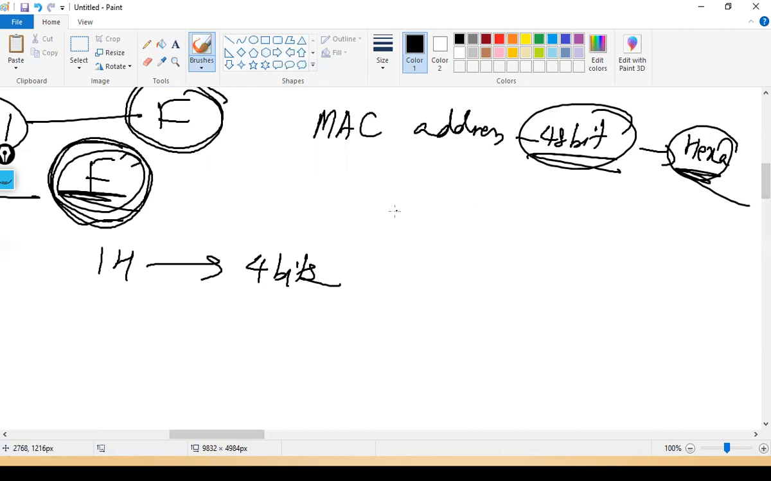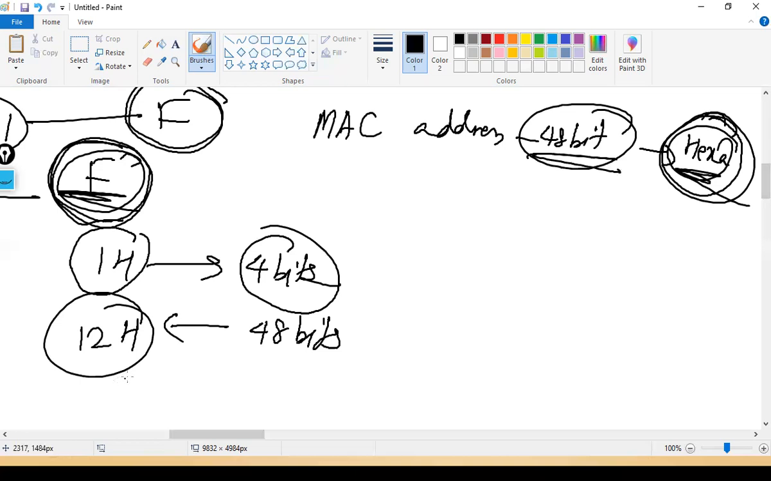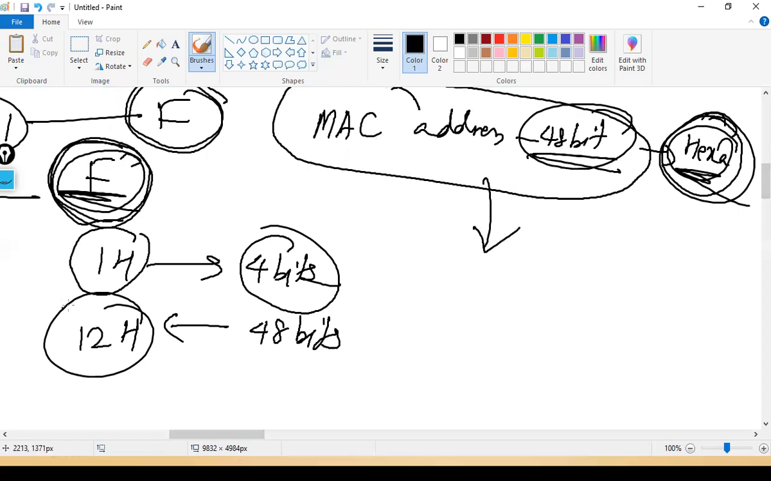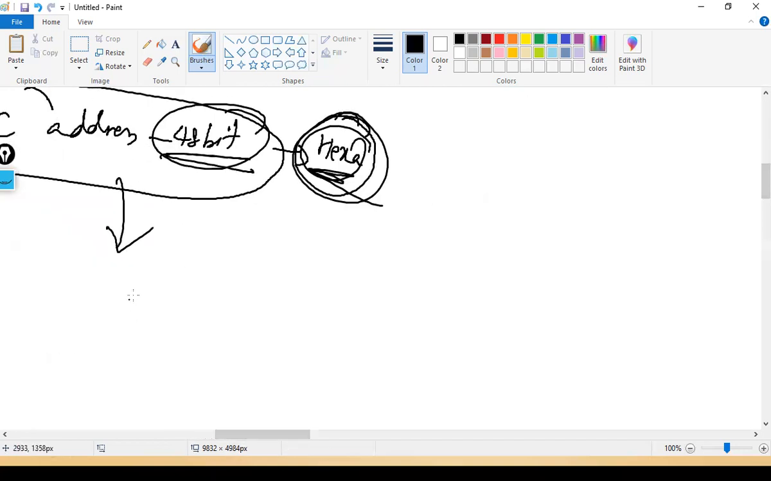So we need to convert this binary to hexadecimal. Okay, now one hexadecimal value corresponds to 4 bits. So 48 bits corresponds to 12 hexadecimal values. So when I say the MAC address is a 48-bit address, I will write 12 hexadecimal values. Clear? So that is how the MAC address is represented. Okay, so this is how the MAC address is written.